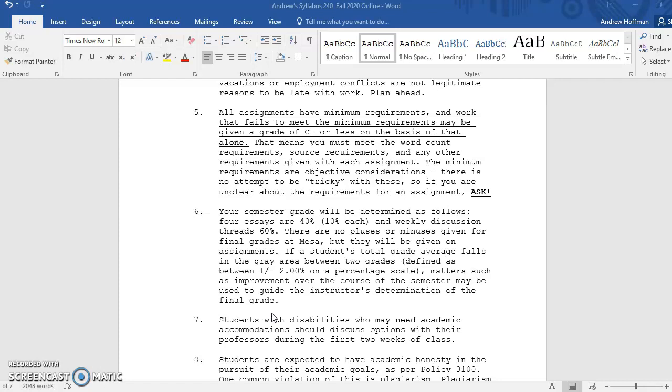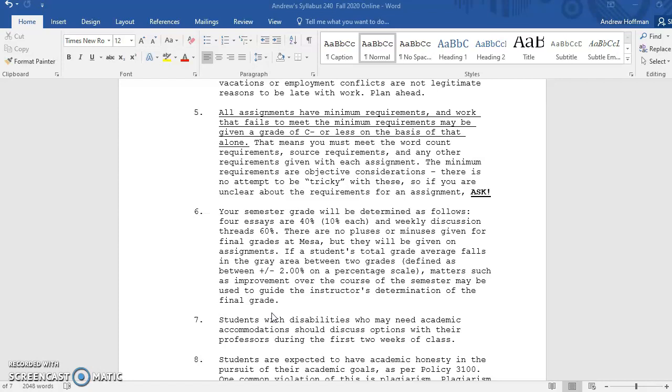Now, at the end of the semester, on Canvas, Canvas does all the hard math, comes up with a percentage. If you're in a gray area between 2 grades, which I define as being plus or minus 2% on the percentage scale, matters such as improvement over the course may be used to guide my determination of the final grade.